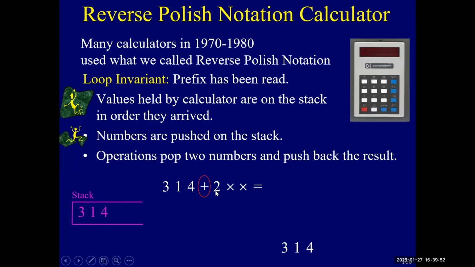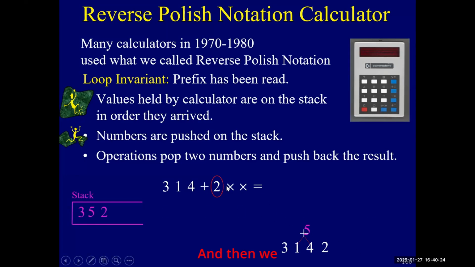And then we get a plus. So what does the plus do? Plus says, pop the top 2 numbers and add them, right? So that's what we do. We add them and we pop the 1 and the 4 off and we push the 5 on, right? So now you can see what's on the stack is the 3 and the 5, right? So then we get a 2 and the 2 goes on the stack.